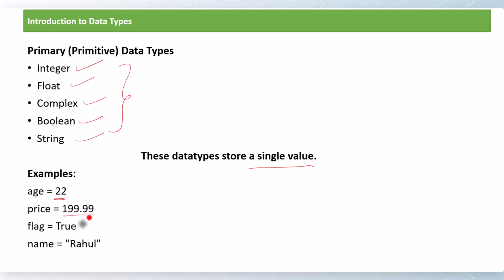Price equal to 199.99, it's a single value. Flag equal to True, where T is an uppercase letter here, a single value. Name, it is a single value, the entire name. It's a string. All these are examples, even complex: 10 plus 5j is a single value. All these data types are going to store a single value, so they are called primitive data types or primary data types.